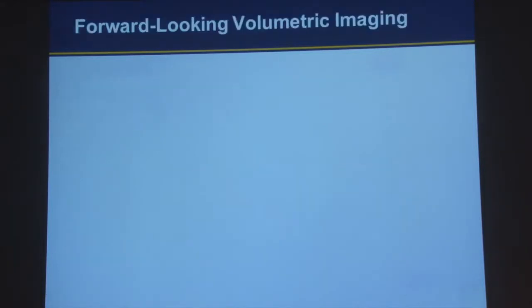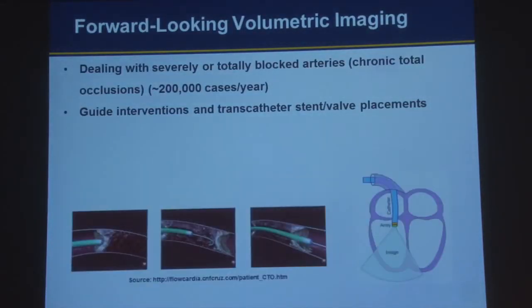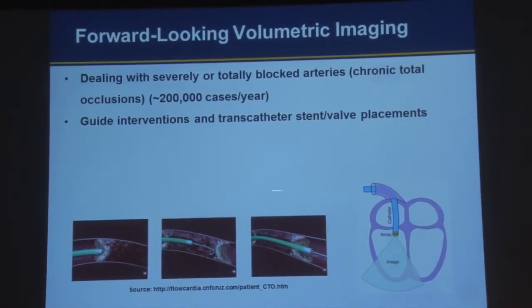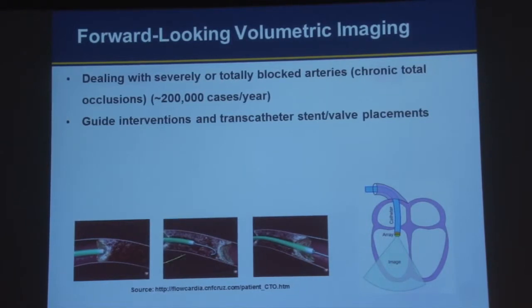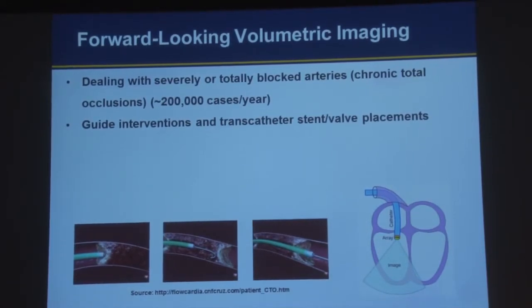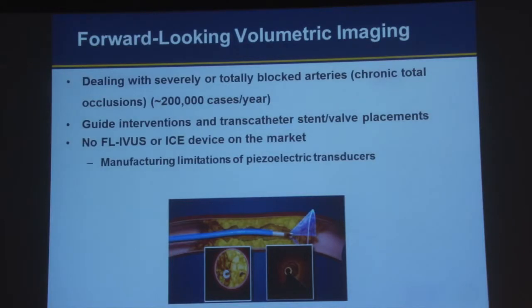But the limitation is that you only get cross-sectional images, whereas in many cases you have total blockages in the arteries. These are called chronic total occlusions, and basically you want to pass through that, or the other way is the bypass operation. So if you have a good system or a reliable method of going through, then you can actually avoid bypass surgeries. And right now, there are no tools to see volumetric images in front of the catheter to guide those types of interventions.